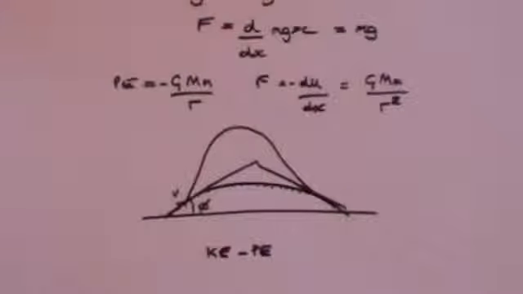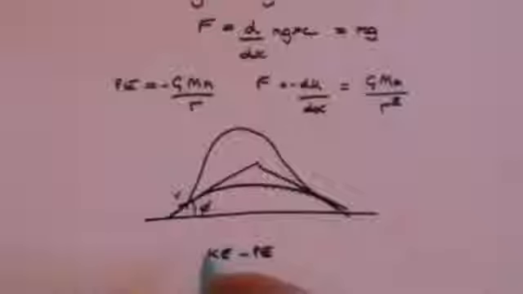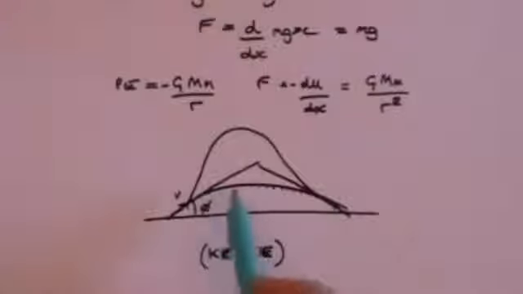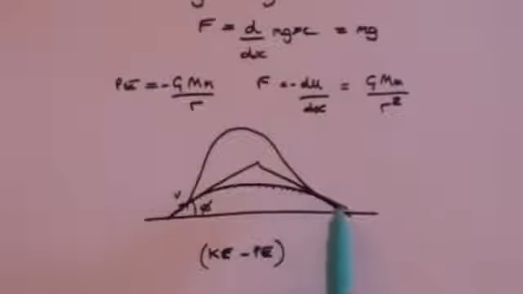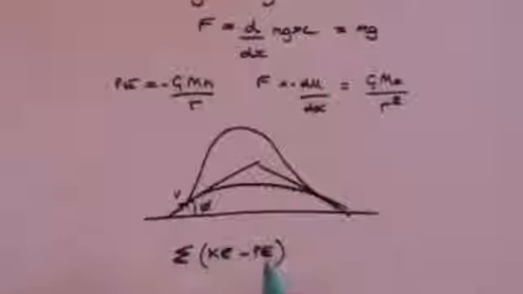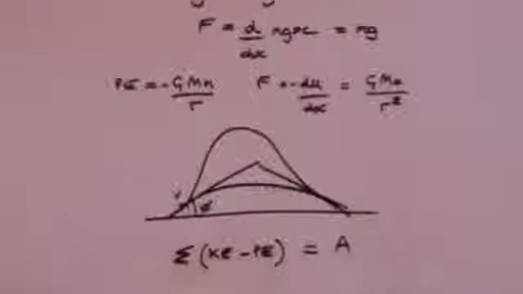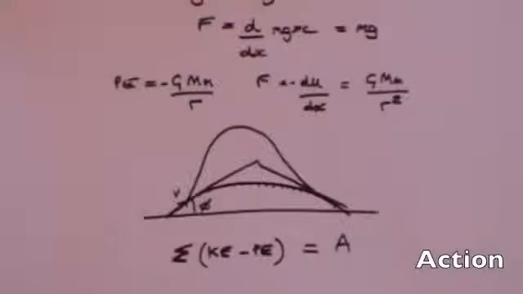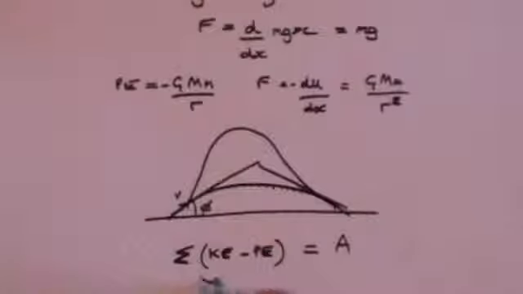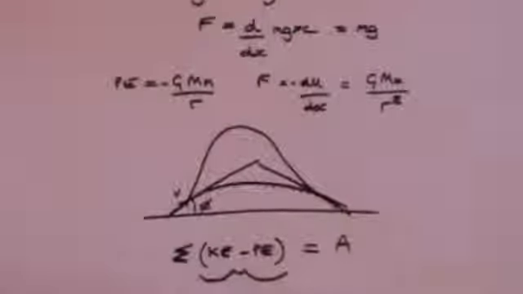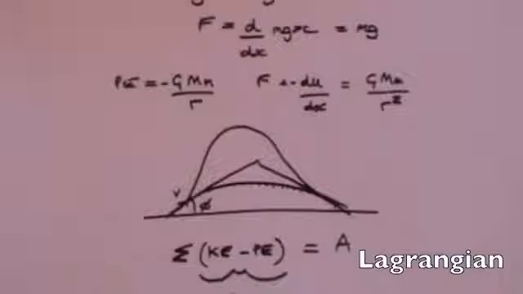But if you calculate the kinetic energy minus the potential energy at every point and then add all those up, so you want the kinetic energy minus the potential energy at every point on the trajectory and then add them all up, that is what is called the action. And the kinetic energy minus the potential energy is called the Lagrangian.